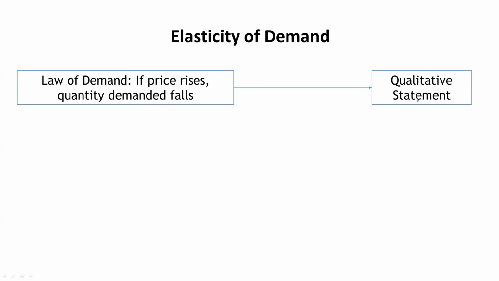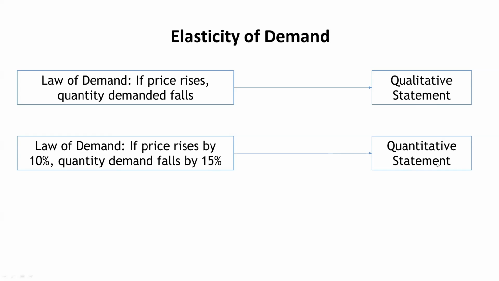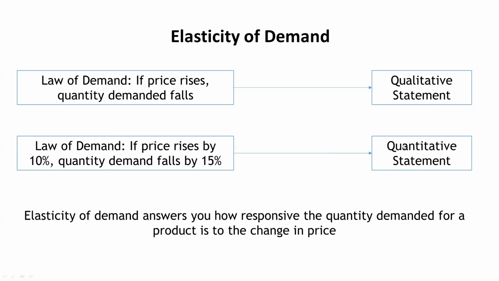In other words, the law of demand is a qualitative statement on the relationship between price and quantity demanded, which is negative. However, we can present the same thing in an alternative way. We can say, if the price of a product rises by 10%, its quantity demanded falls by 15%. This time, we are quantifying the inverse relationship between price and quantity demanded. Thus, if we want to quantify the relationship between price and quantity demanded, that is, if we want to learn how responsive the quantity demanded for a product is to the change in price, we have to measure the elasticity of demand.